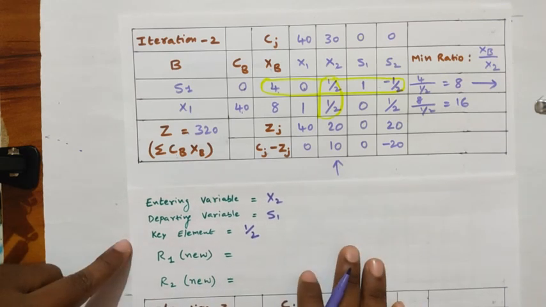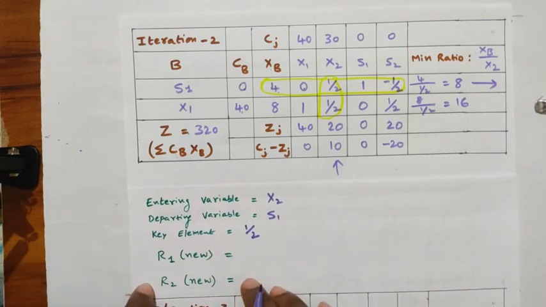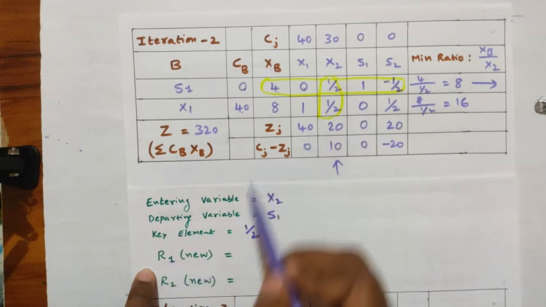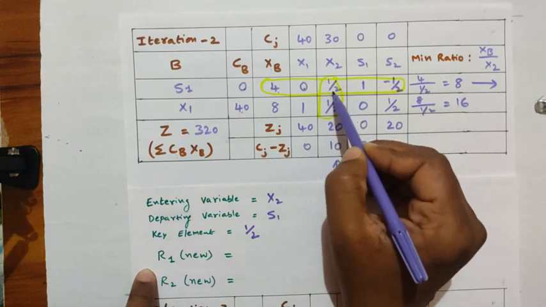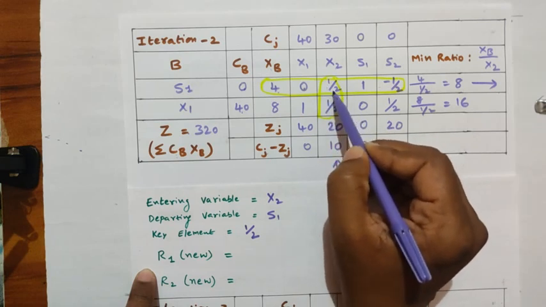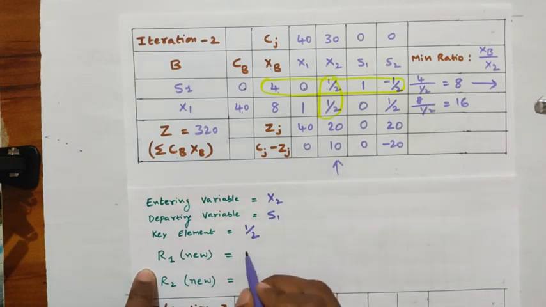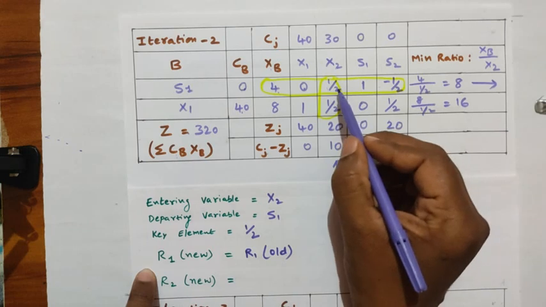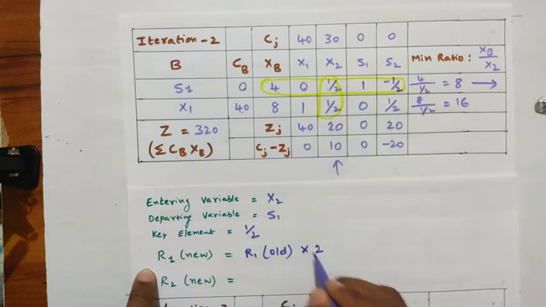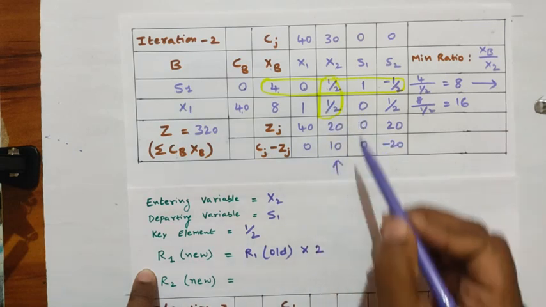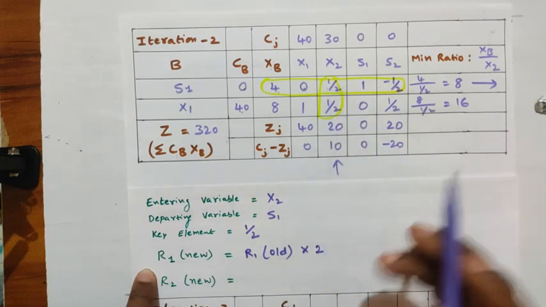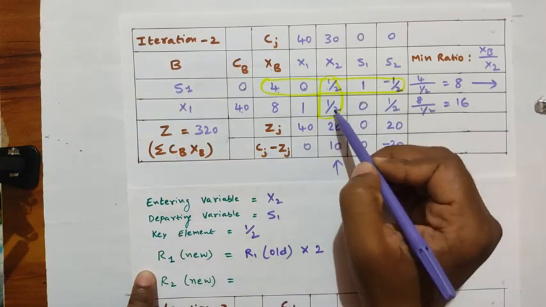R1 new. Here also we need to write these two formulas. Why am I writing only R1 new first? Because I want to make this key element 1. So to make this half into 1, I can write R1 old, which is half, into 2, and we will get 1. So R1 old into 2, half into 2, and the x2 value is 1.